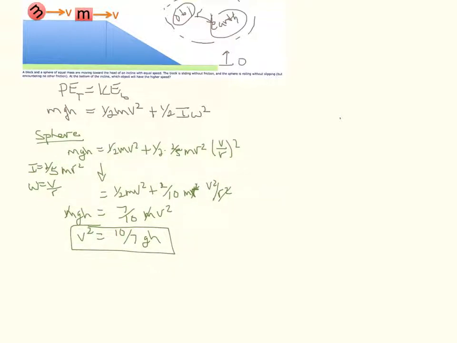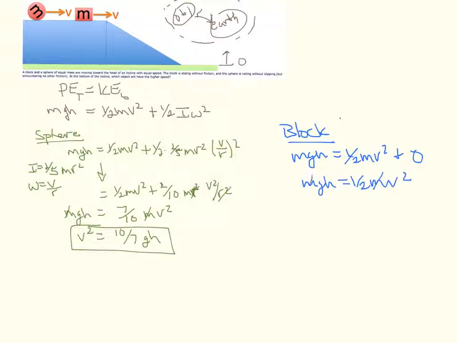Now let's think about what the block looks like. The block still has mgh equals 1/2 mv squared, and the rotational term is 0 because this thing's just going to slide down the ramp, so I don't have to worry about that. If I solve this for v squared, mgh equals 1/2 mv squared. Again, the masses cancel out, and v squared is equal to 2gh.